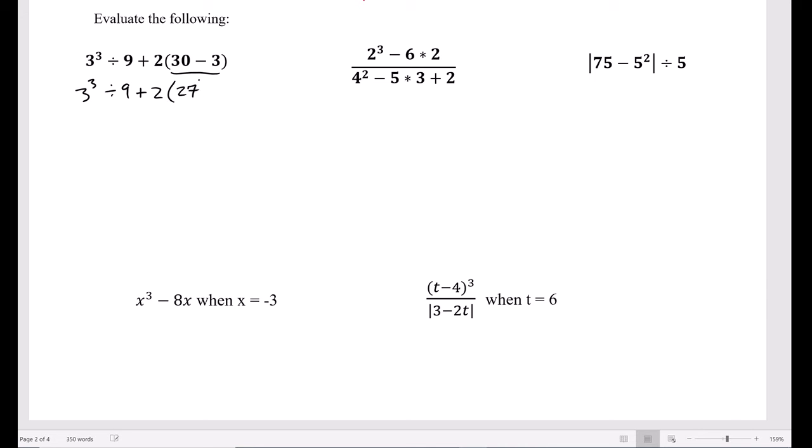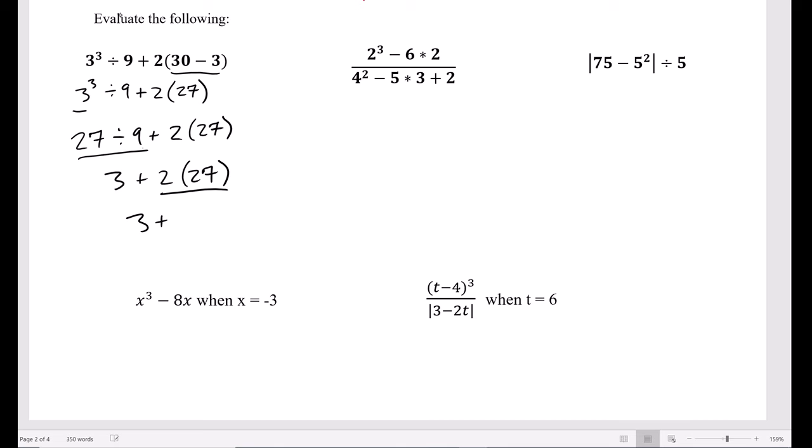Okay, and so I've taken care of my parentheses. Next I have to deal with the exponent. 3 to the third power is 3 times 3 times 3, which is 27. So I have 27 divided by 9 plus 2 times 27. Next I want to look at multiplication and division, and we do that in order from left to right. So I first encounter the 27 divided by 9. That gives me 3. Then I encounter the multiplication of 2 times 27, which is 54. Lastly, I have 3 plus 54, which equals 57.